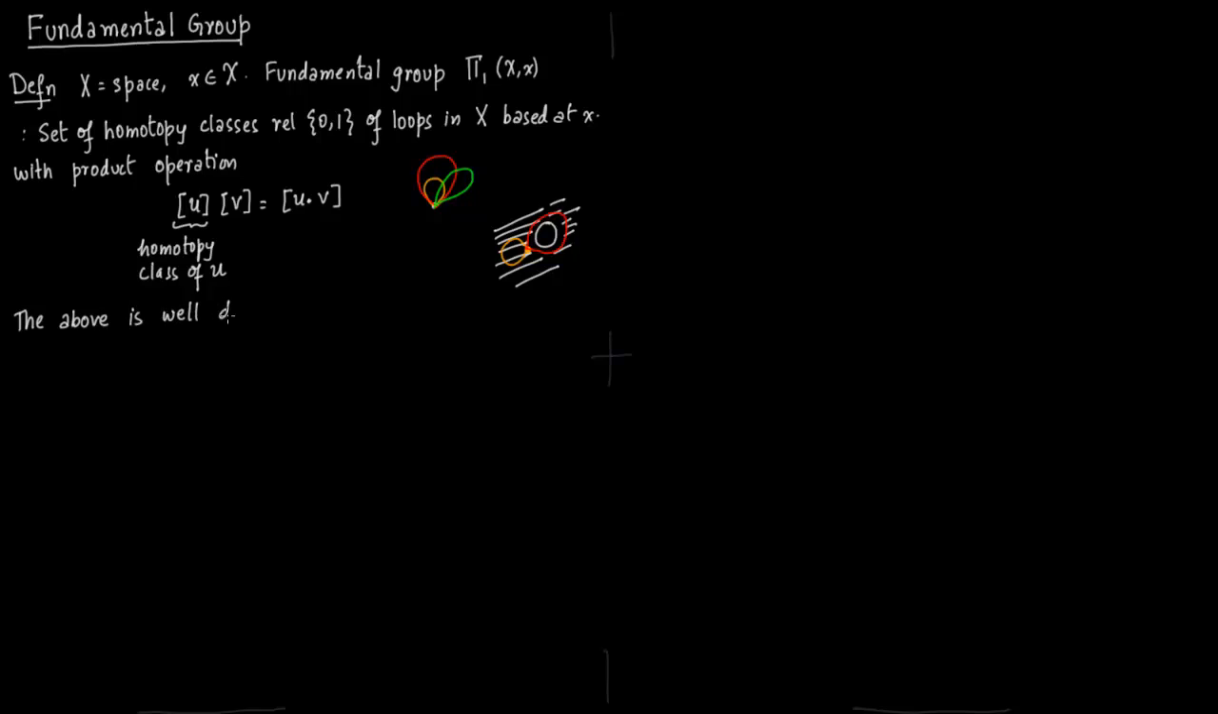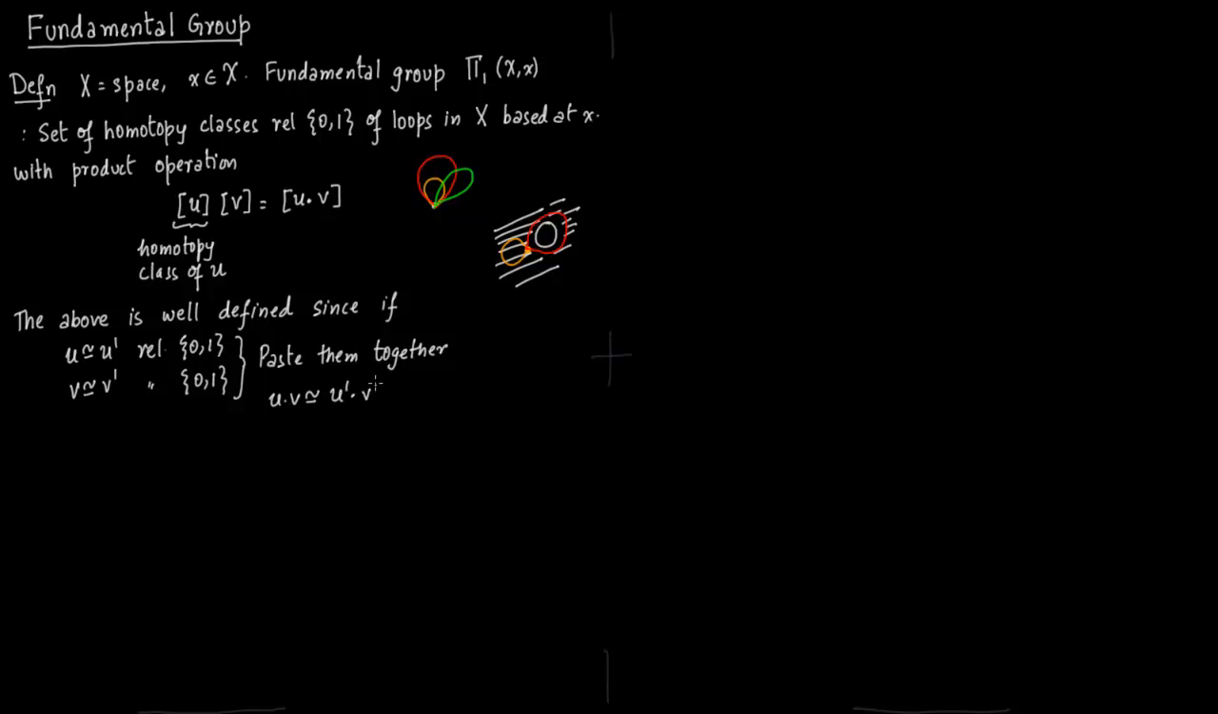Now the above is well defined, since if U is homotopic to U prime and V is homotopic to V prime, then we can paste these paths together to get that first travel U and then travel V is homotopic to first travel U prime and then travel V prime. So now a theorem.